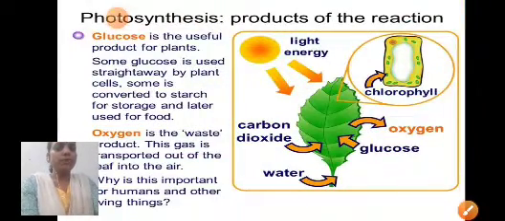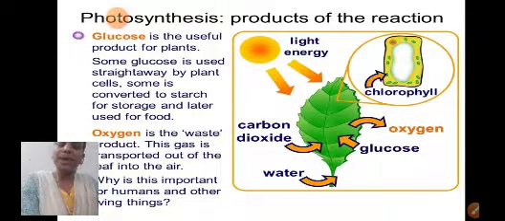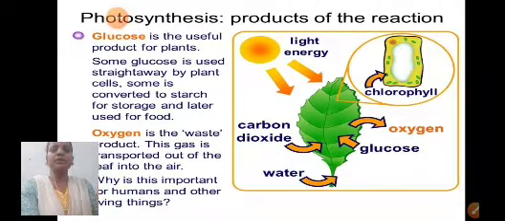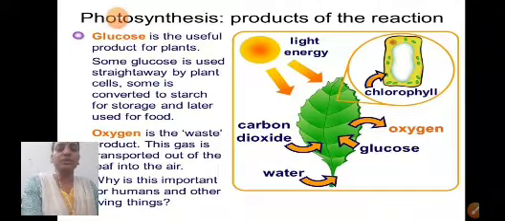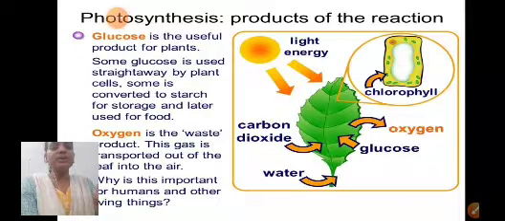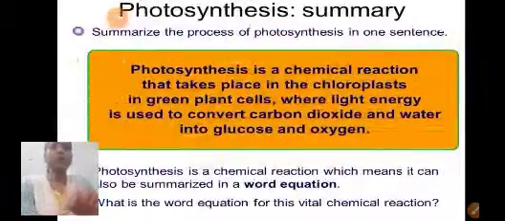Now we have already seen the products of photosynthesis. The first product of photosynthesis is glucose, and this glucose is sometimes used by some cells of the plant, and some of the glucose is converted to starch and is then stored in the plant. This is the stored food. Starch is the stored food in the plant. Oxygen is the waste product. This gas is transported out of the leaf into the air so that the other organisms can utilize this oxygen for the purpose of respiration to produce energy.